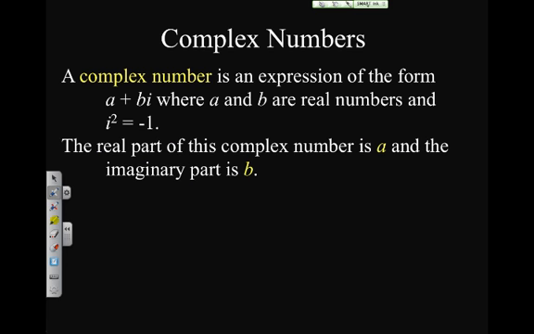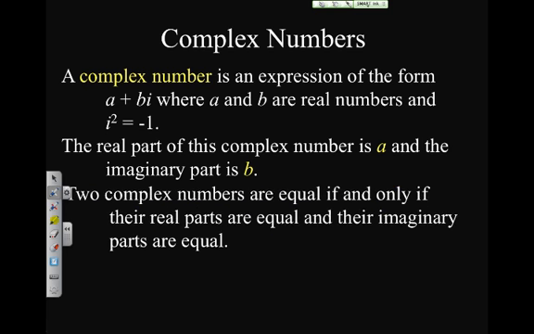The real part of this complex number is a, just that value a, whatever it is, and the imaginary part is just the b. It doesn't include the i, the i just tells you where the imaginary part is. Two complex numbers are equal if and only if their real parts are equal and their imaginary parts are equal. And that's just going to help us with solving equations and things like that.